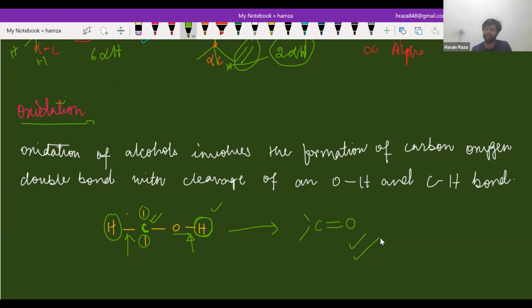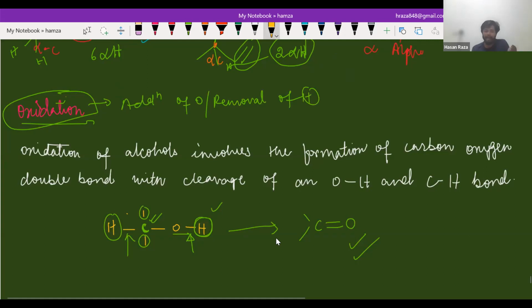So it's very simple to oxidize alcohol. Alcohol oxidizes either into ketone or into aldehyde. If you are going to do oxidation, first of all, what is oxidation? Oxidation is basically addition of oxygen or removal of hydrogen. So it's very simple to understand. If you are going to oxidize an alcohol, it will be oxidized into ketone or aldehyde.